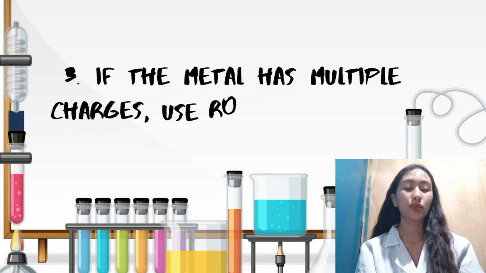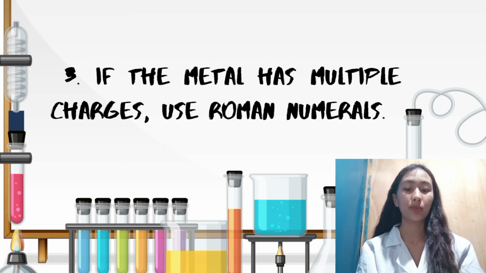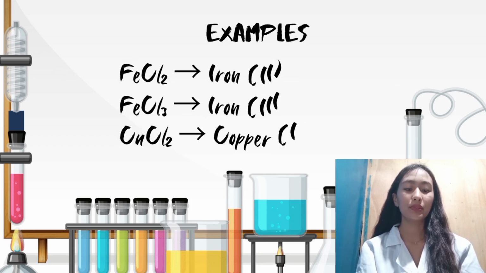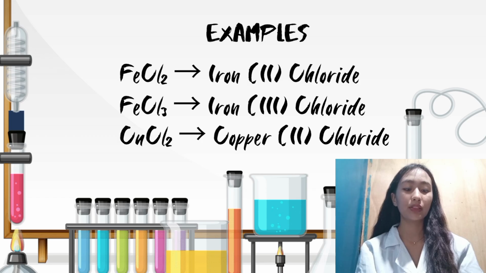If the metal has multiple charges, use Roman numerals. For example, FeCl2 becomes iron(II) chloride, FeCl3 becomes iron(III) chloride, and CuCl2 becomes copper(II) chloride.